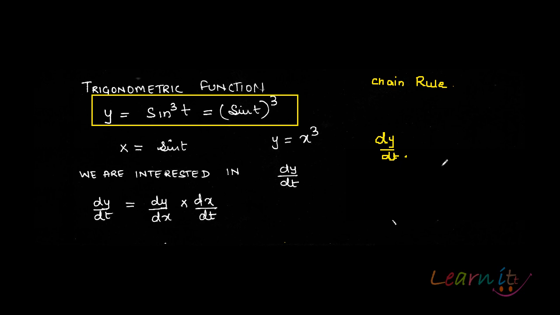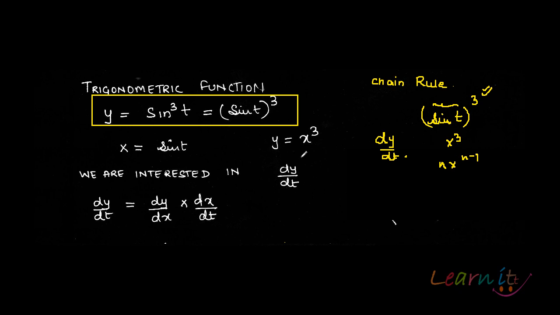Now, how can I do that directly? What I have is essentially sine t whole cube. I know how to solve it for a polynomial like x cube, because I know that for x^n the derivative is n x^(n-1). But I don't have a simple x out here. I have a trigonometric function. I have a function inside this bracket. What do I do for that?